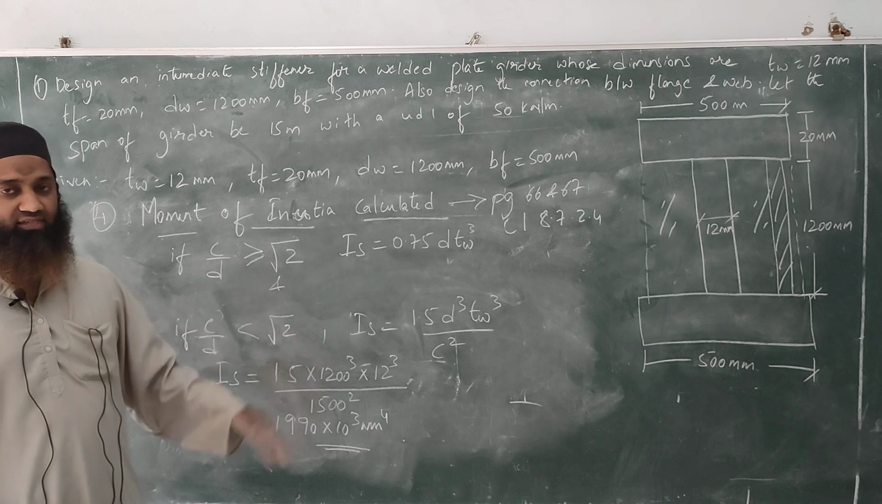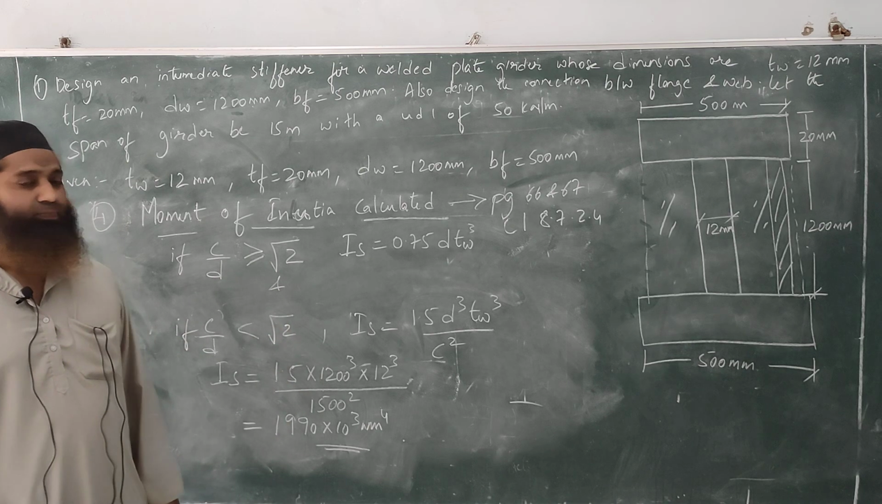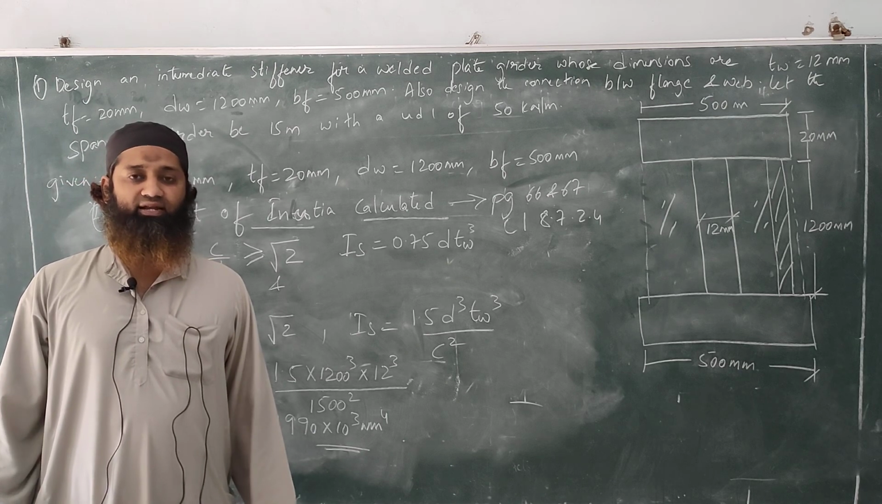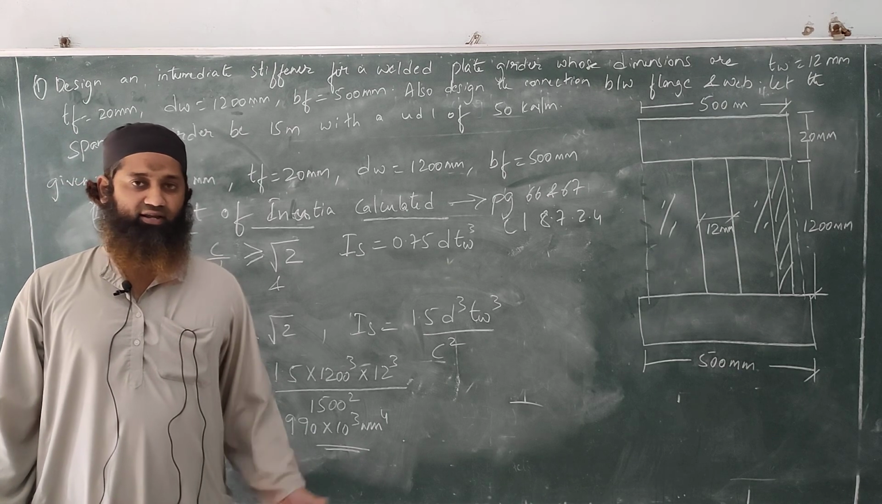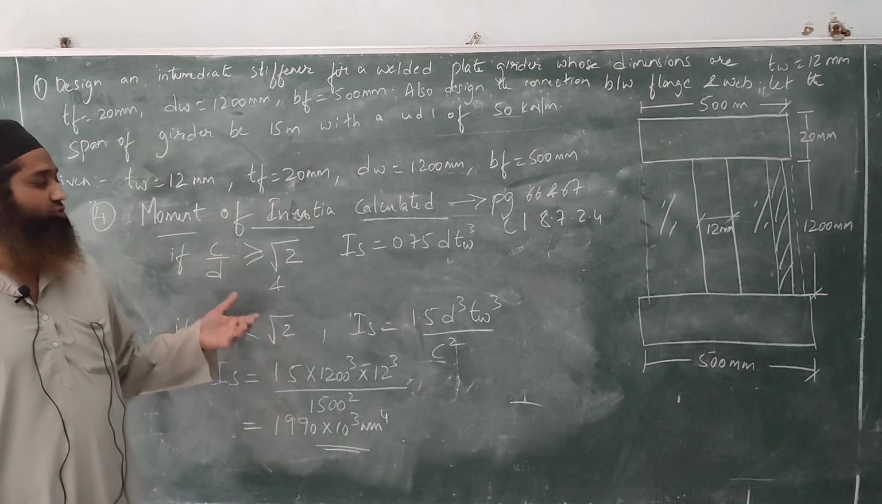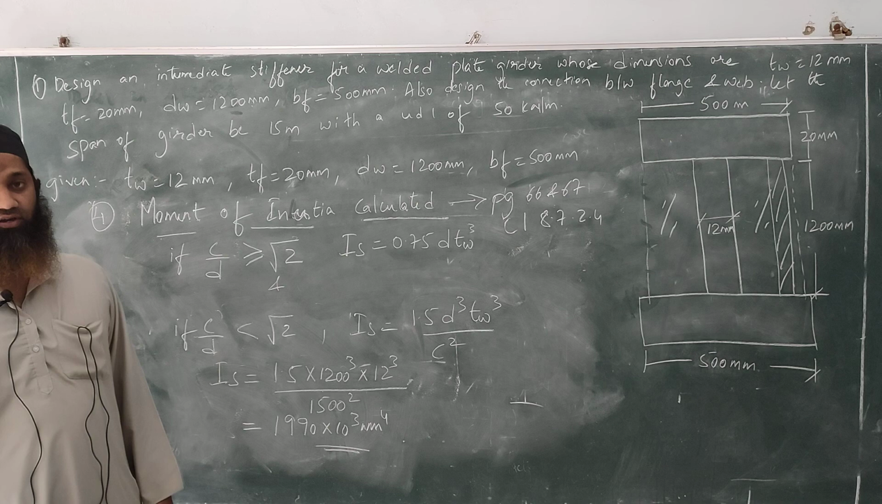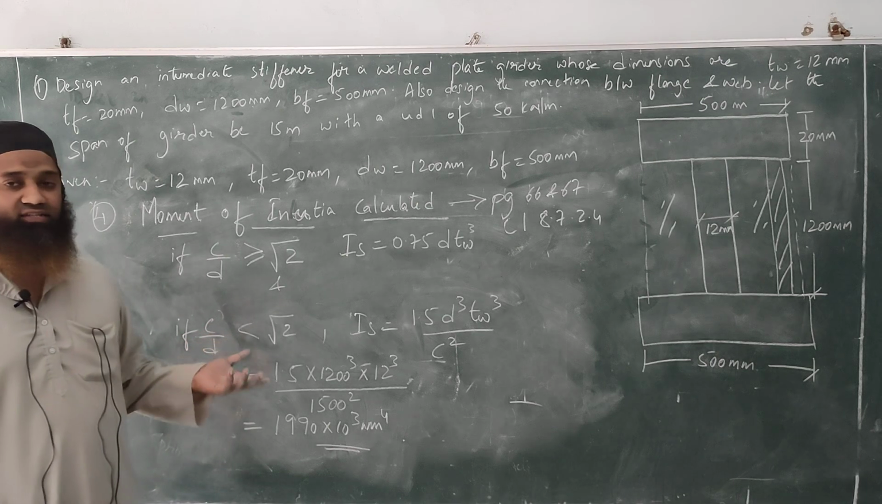Next, step 2 was the outstand of the stiffener, which we had calculated from the clause that it shouldn't be greater than 20 TQ epsilon. We had taken it as 14 TQ epsilon. So TQ we had assumed as 8 mm thickness of the stiffener. We had substituted that value, we got it as 112.